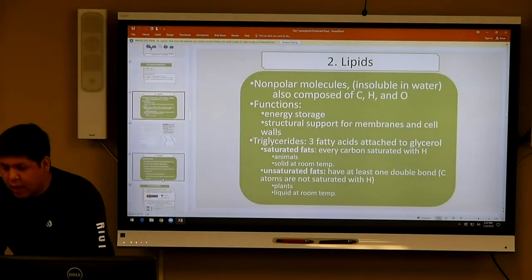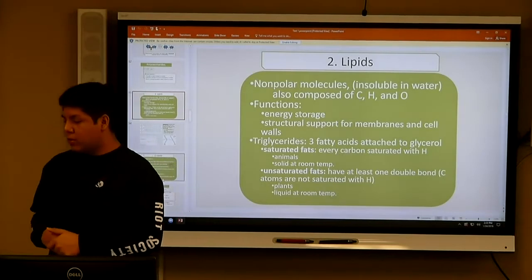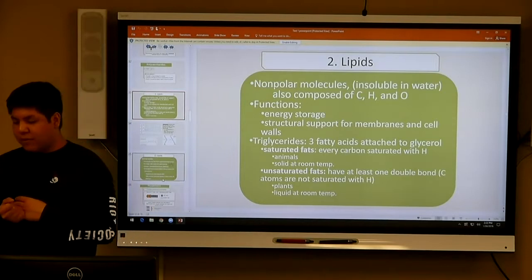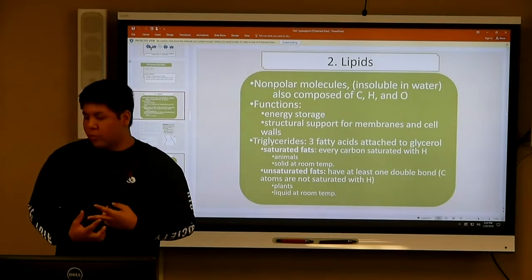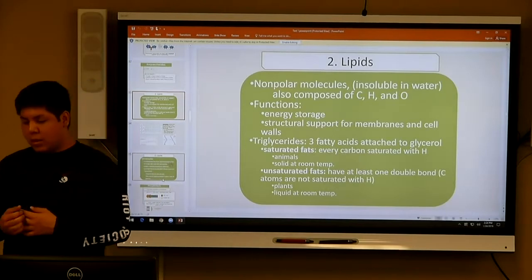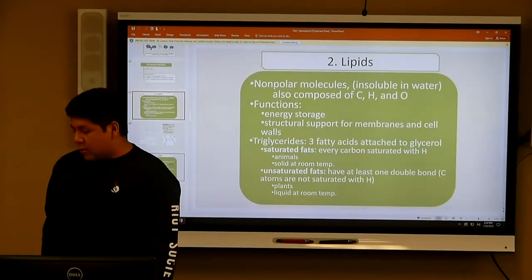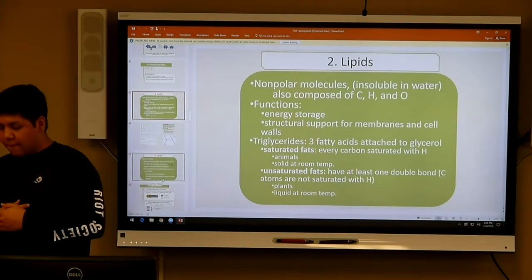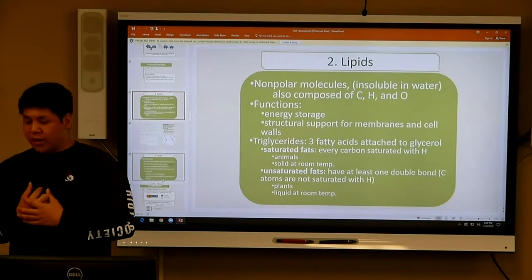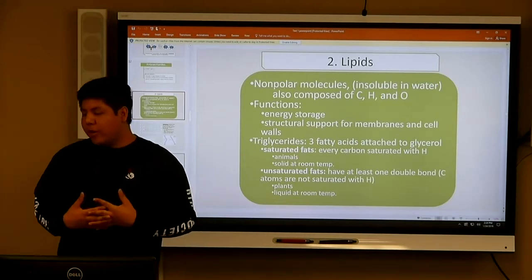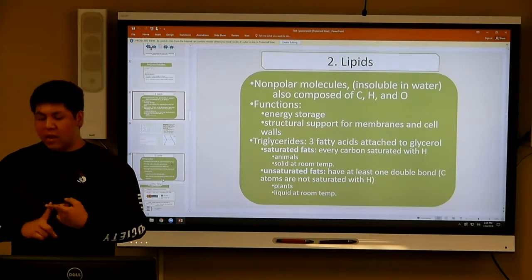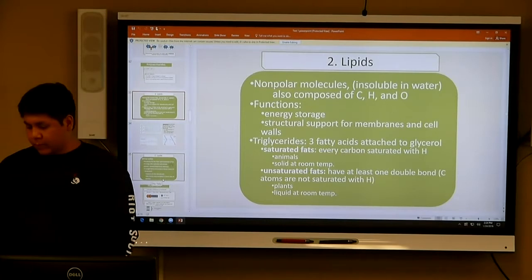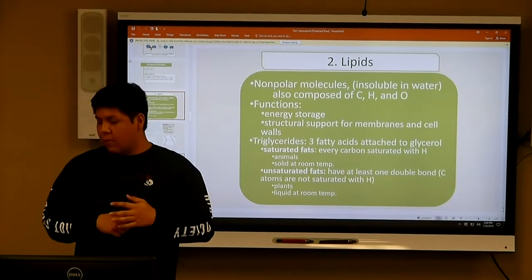Number 2, lipids. Nonpolar molecules, insoluble in water, also composed of C, H, and O. Functions: energy storage and structural support for membranes and cell walls. Triglycerides are 3 fatty acids attached to glycerol. Saturated fats have every carbon saturated with H, come from animals, and are solid at room temperature, like butter.